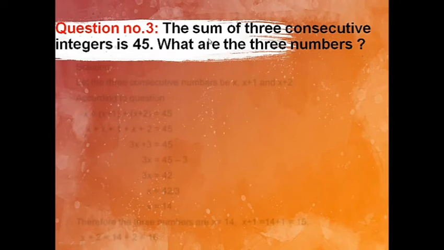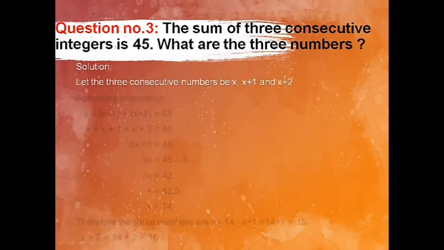According to the question, the sum of those three consecutive integers is 45. So we will take the first integer as x, and if the first integer is x, then 1 added to that integer will be x plus 1, then again 1 added to the next integer will be x plus 2. It means the three consecutive integers will be x, x plus 1 and x plus 2. So let's start with the solution. Let the three consecutive numbers be x, x plus 1 and x plus 2.